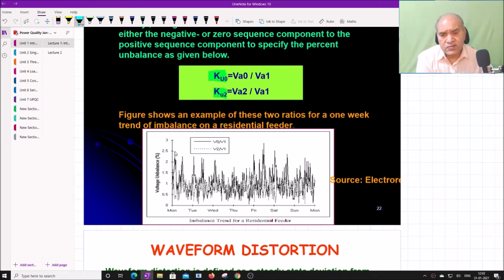More than 5% voltage unbalance becomes a threat to the operation of the motors. They start humming, they start rotating at some variable speed, causing problems to the load and so on. Okay, so significant unbalance in the system has to be avoided at any cost.